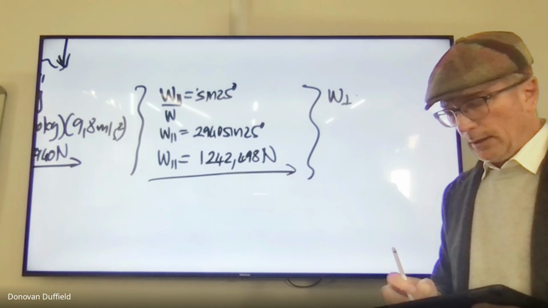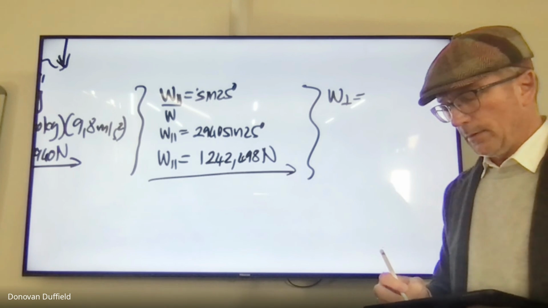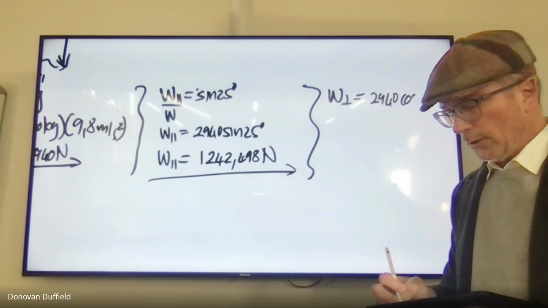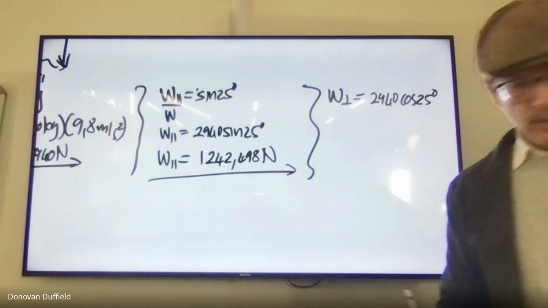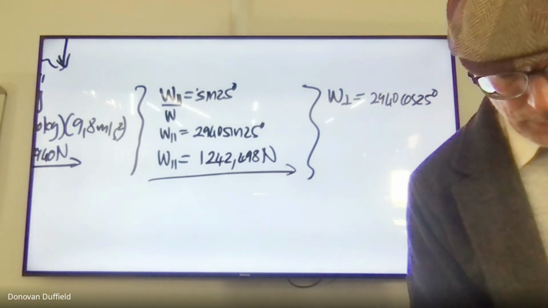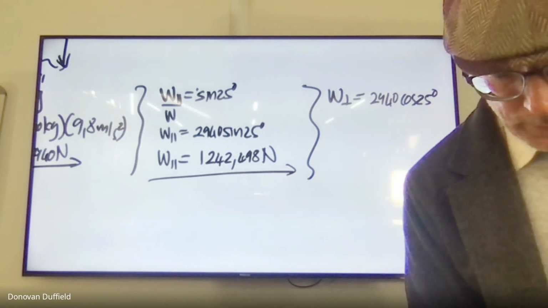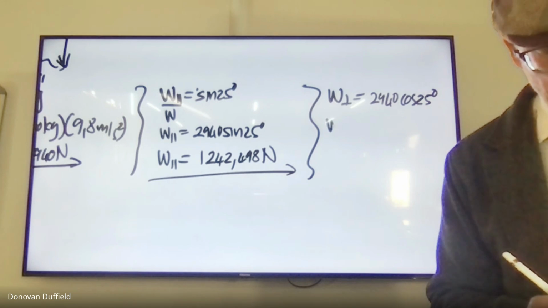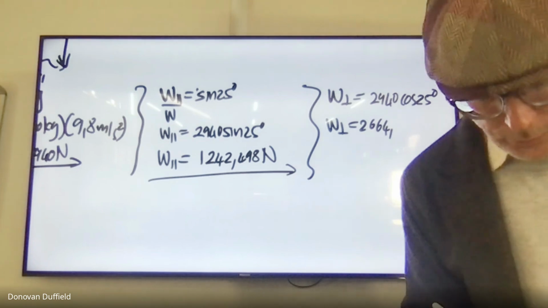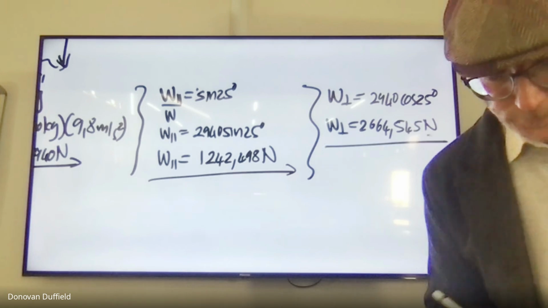W perpendicular is obviously going to be the W cos 25, so this is going to be 2940 cos 25 degrees. So if we've got here 2940 multiplied by cos 25, and that's going to give us that W perpendicular is 2664.545 newtons.